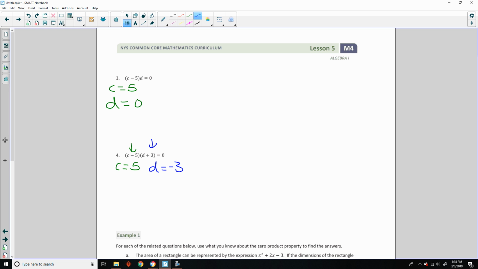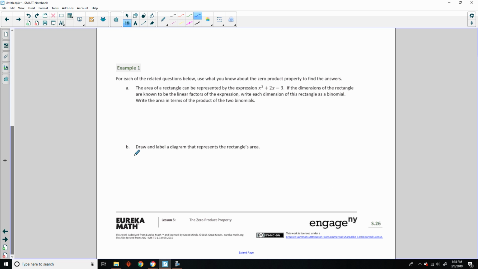Okay, example 1. For each of the related questions below, use what you know about the zero product property to find the answers. A, the area of a rectangle can be represented by this quadratic. If the dimensions of the rectangle are known to be the linear factors of the expression, write each dimension of this rectangle as a binomial. Write the area in terms of the product of the two binomials.